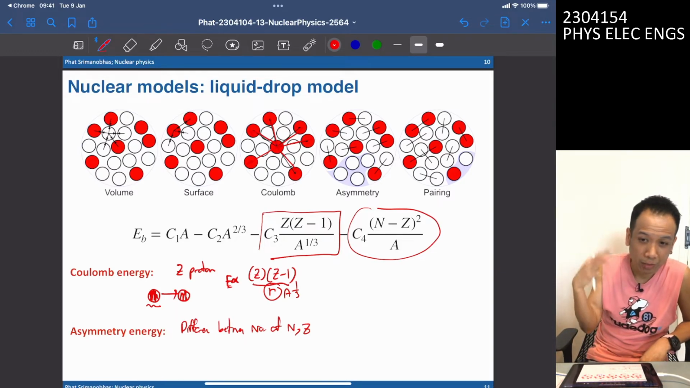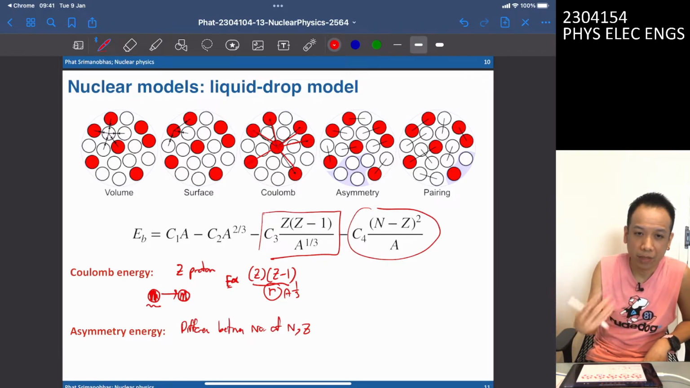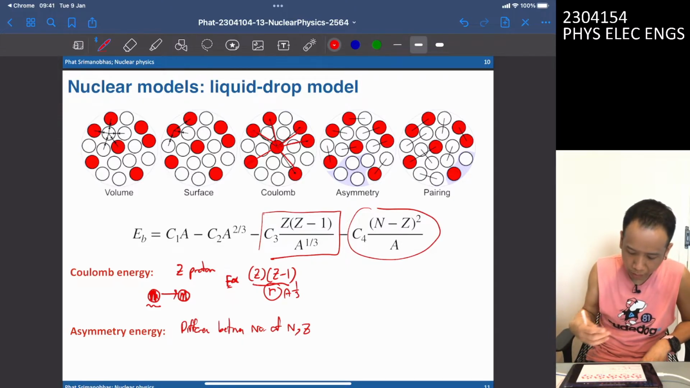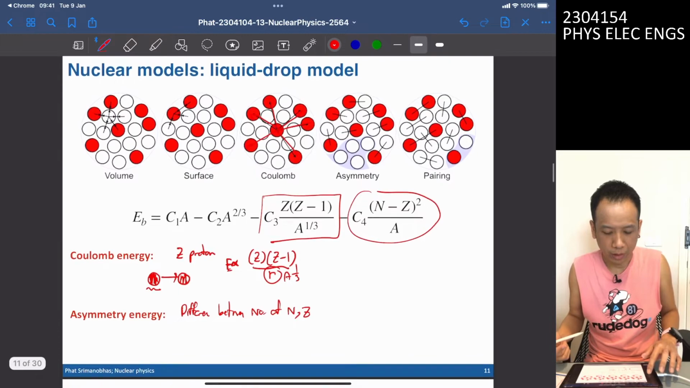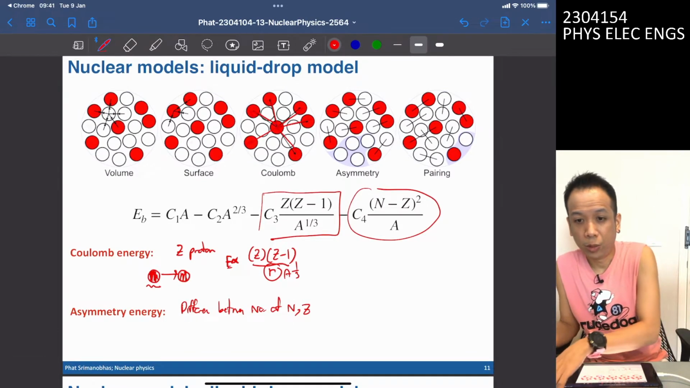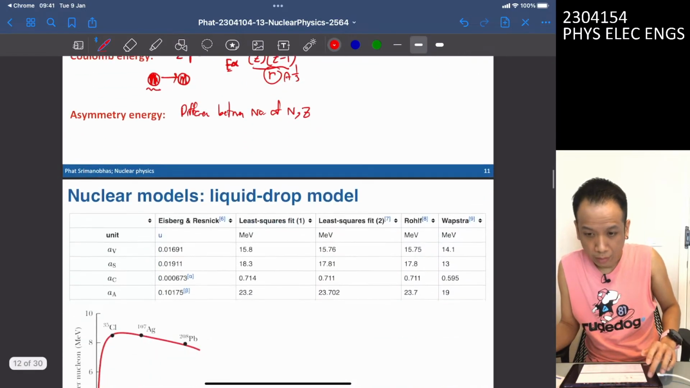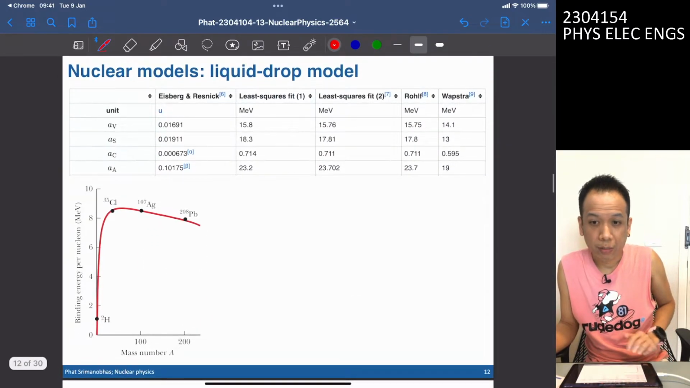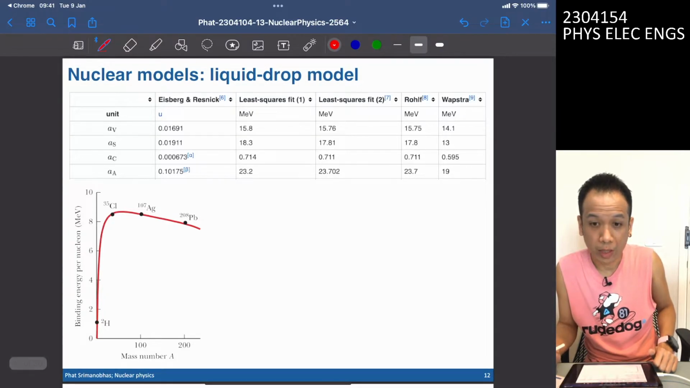Asymmetry, you get a rough idea: yes, you have more neutrons than protons, and that affects the binding energies. So this is what we call the liquid drop model, so that we can use it to estimate the binding energies. From the experiments, it shows quite good agreement with the data.